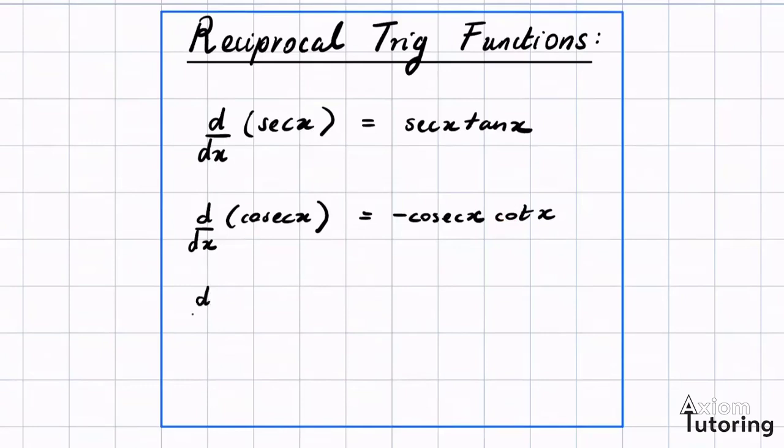And that's the last one we're going to differentiate. So we're doing d over dx of cot x. That's equal to minus cosec squared x. So these are all the common trig functions that you should be able to recall the derivatives of.